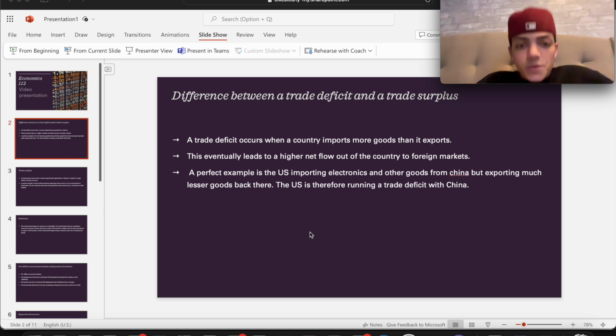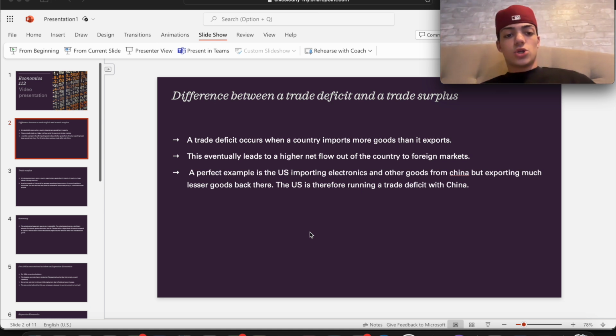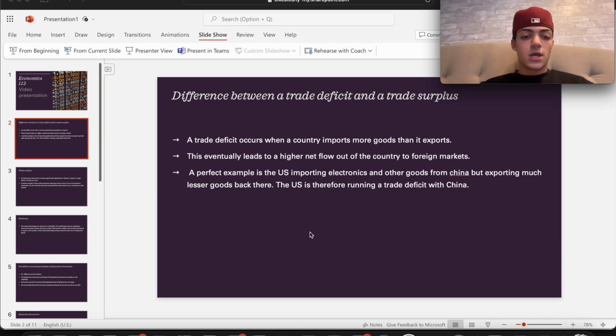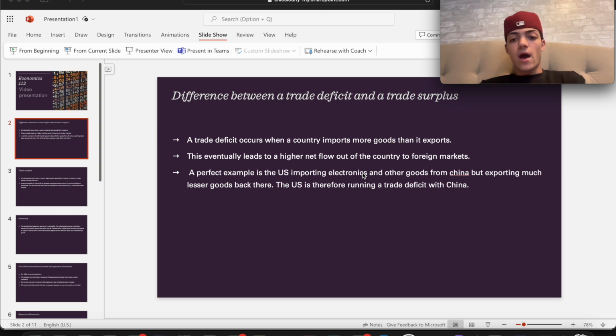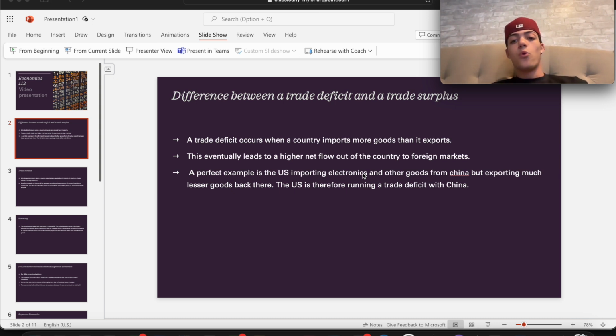Sorry. The difference between a trade deficit and a trade surplus. A trade deficit occurs when a country imports more goods than it exports. This eventually leads to a higher net flow out of the country to foreign markets. Another good example is set right here. A perfect example is the US importing electronics and other goods from China.